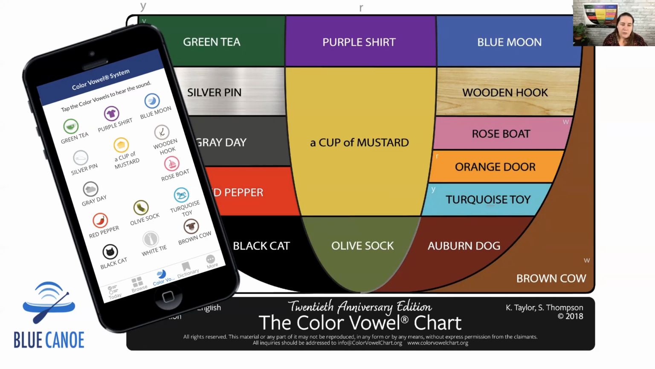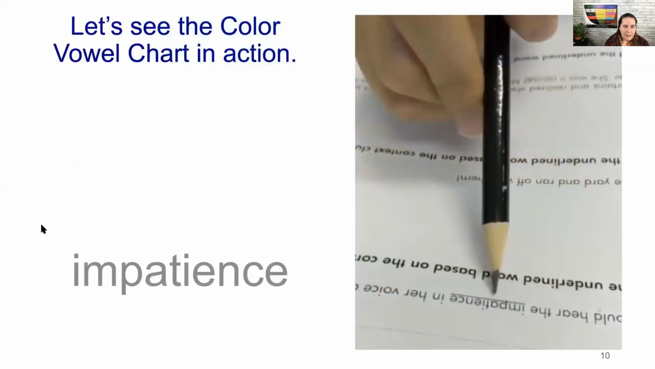Okay. In Blue Canoe, we use these images that you've already been introduced to, and those are a way to trigger an understanding of how that word should sound. Or one way that it could. Wonderful. Let's go ahead and see the color vowel chart in action. I'm going to stop share for a moment and reshare so you can get good audio on that.